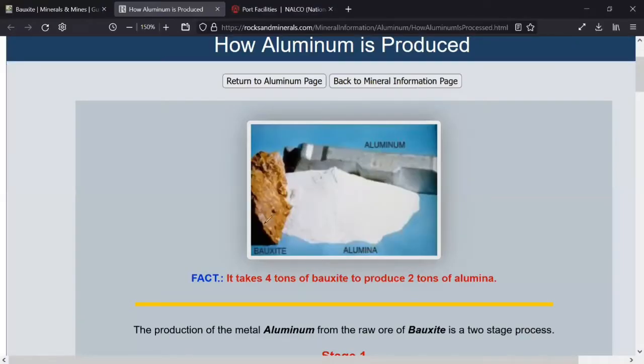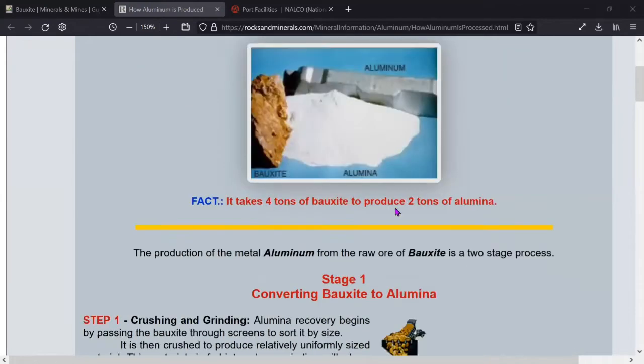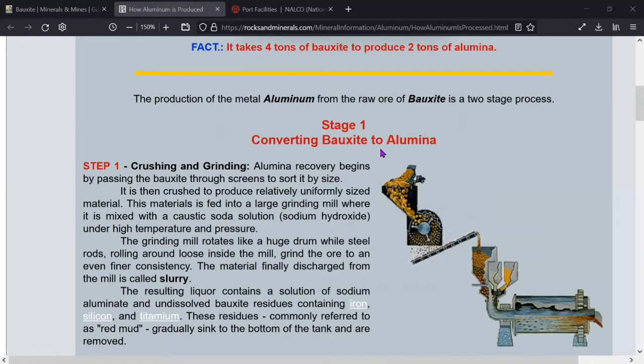So this is how bauxite looks like, and this is how aluminium powder looks like. It is a white powder. Can you see this? And this is how aluminium will look like. Yes, they have given a fun fact: 4 tons of bauxite produces 2 tons of alumina. So the first process is converting bauxite to alumina.